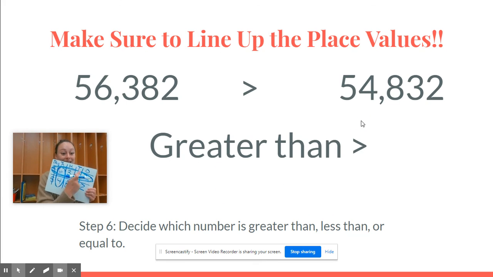And I can see it's bigger because this 6 in my thousands place is bigger than the 4 in the thousands place. So I can see 56,382 is greater than 54,832. Okay. Now what I'd like for you to do is go to your Seesaw and you are going to practice with those other 2 problems.